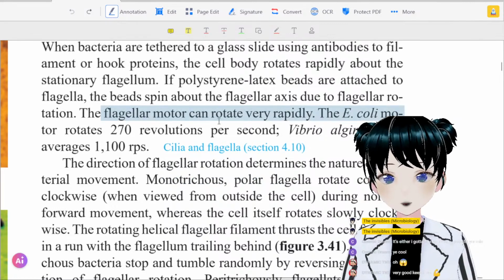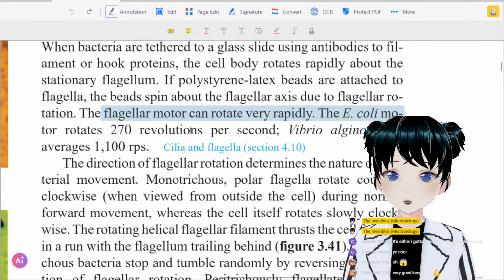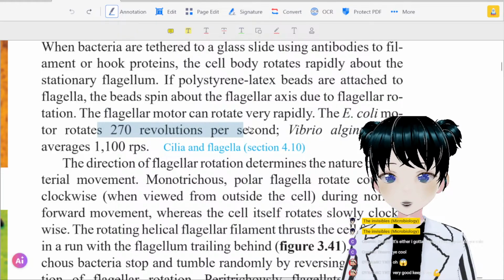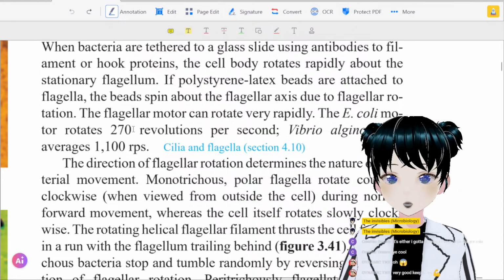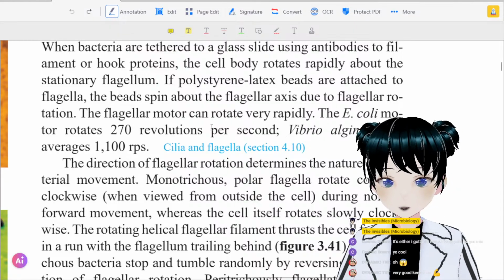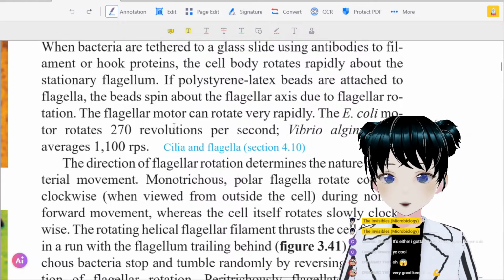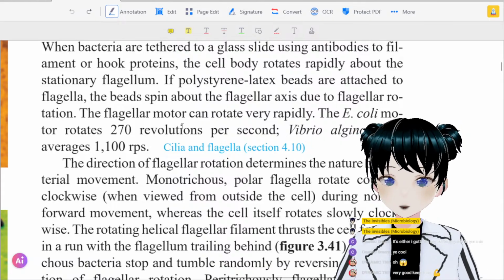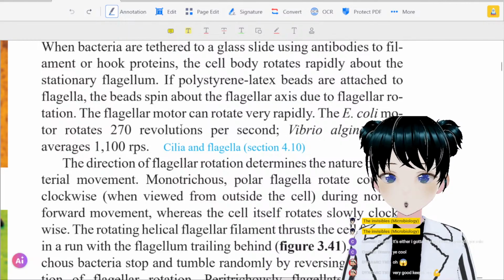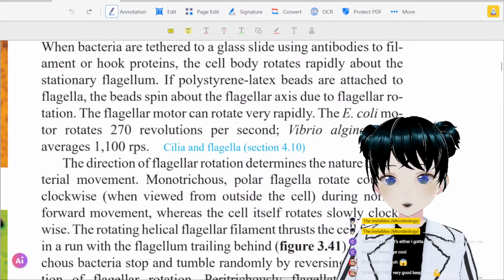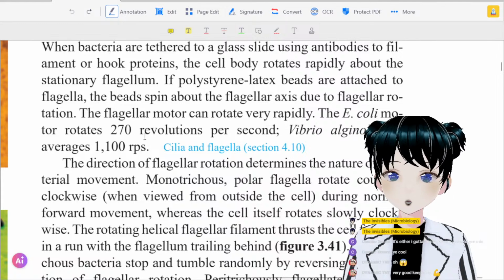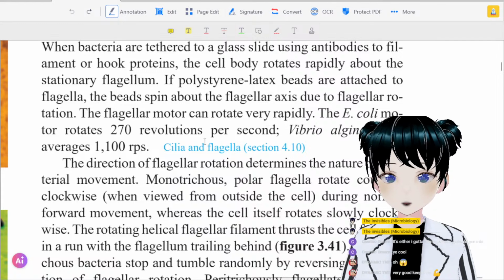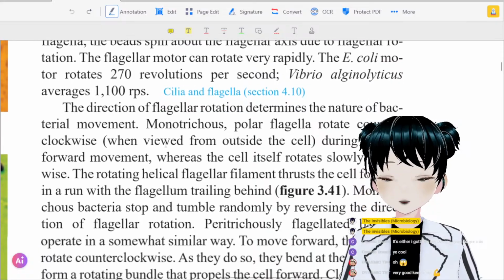The flagellar motor can rotate very rapidly. The E. coli motor rotates 270 revolutions per second. 270 revolutions is no joke, rotating against your body per second. In 1 second, how much can you rotate to look at the same glass wall that you were seeing before rotating? It takes us 2 seconds maybe, and these guys rotate 270 revolutions per second. So that's how much speed it has.